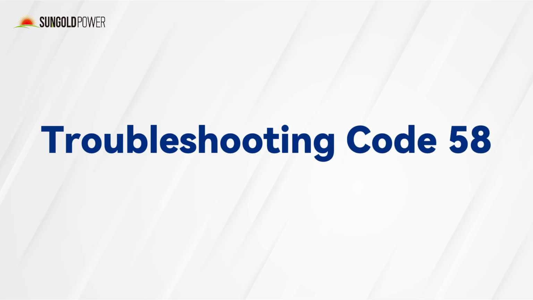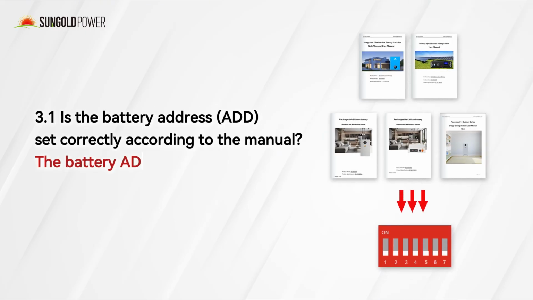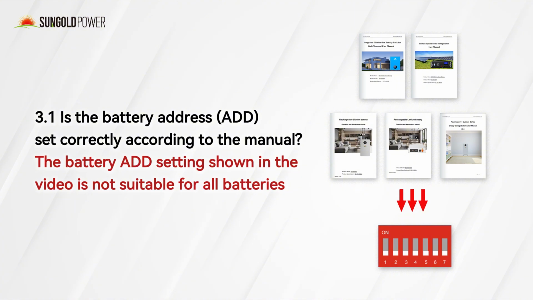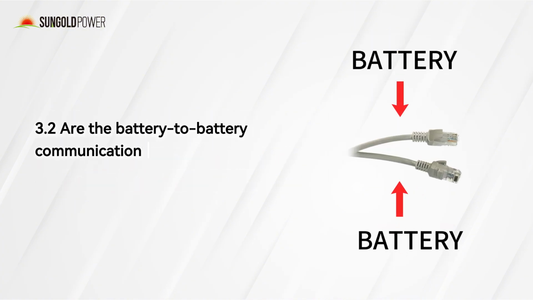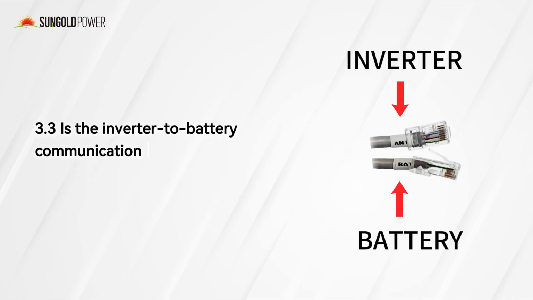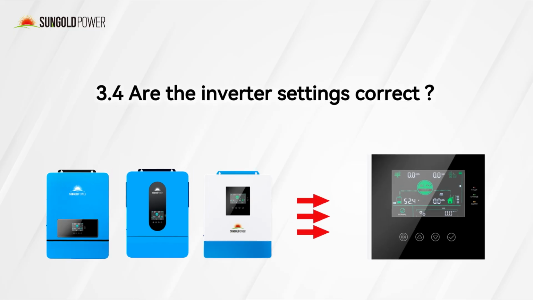Troubleshooting code 58. Is the battery address set correctly according to the manual? Are the battery-to-battery communication cables connected properly? Is the inverter-to-battery communication cable connected properly? Are the inverter settings correct?